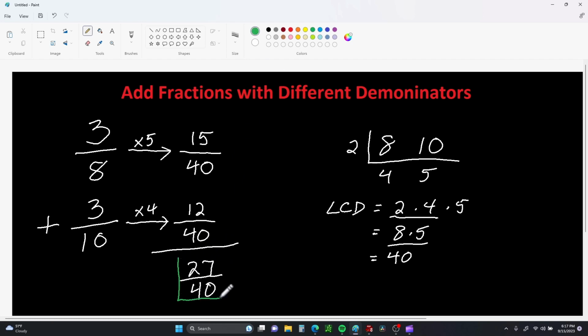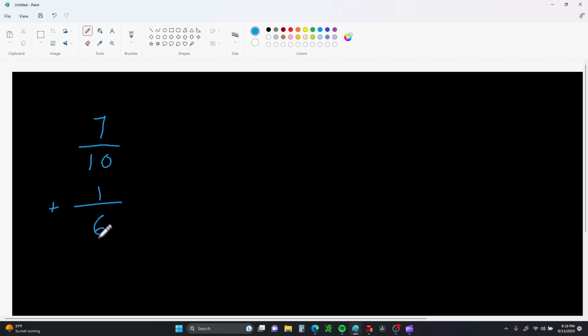So we'll do one more. So here I have two fractions with different denominators. They have to be the same denominator in order to be able to add them. So I'm going to find the common denominator using the ladder method. So I come over here and I have 6 and 10. And then the smallest number that goes into both of them, I'm using prime numbers. So I use a 2.